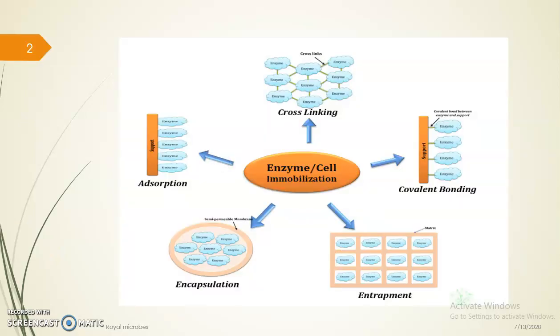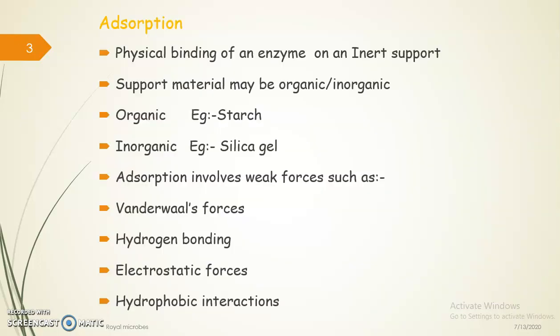These are the different methods used for immobilization of enzymes and cells, that is adsorption, encapsulation, entrapment, covalent bonding and cross-linking. These are the 5 different methods used for immobilization of enzymes and cells. First, we can see adsorption.